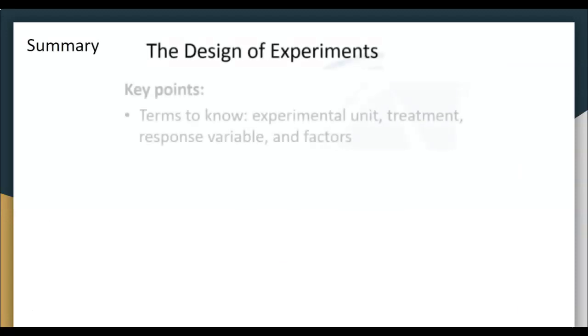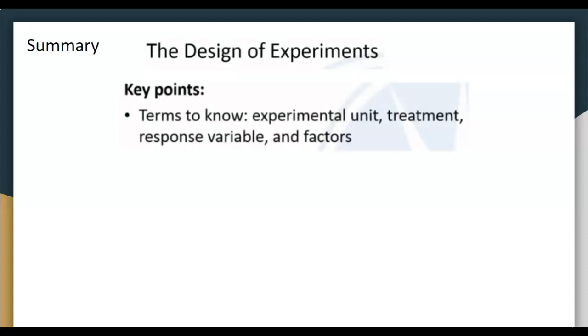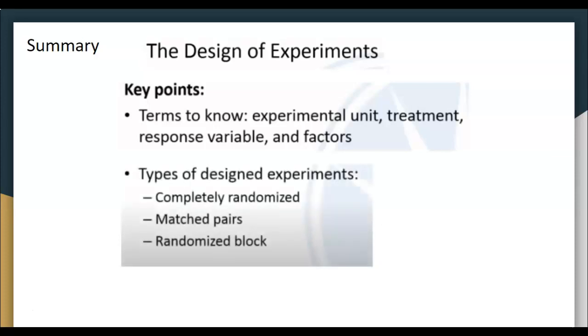So to summarize, the key terms for design of experiments you need to know are experimental unit, treatment, response variable, and factors. And then we have these three types of experimental design: the completely randomized, where we randomly assign our volunteers and then compare the results, then matched pairs, and then randomized block.